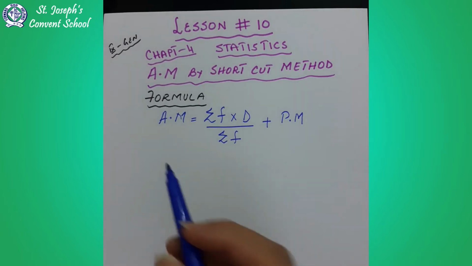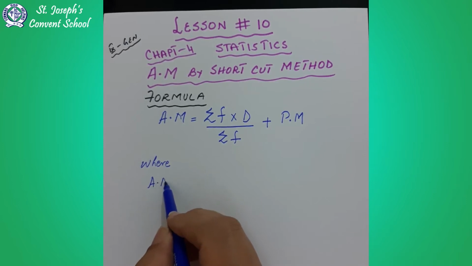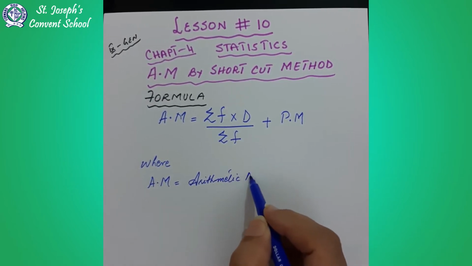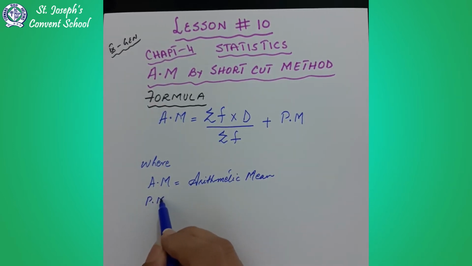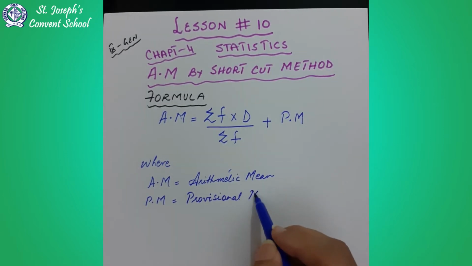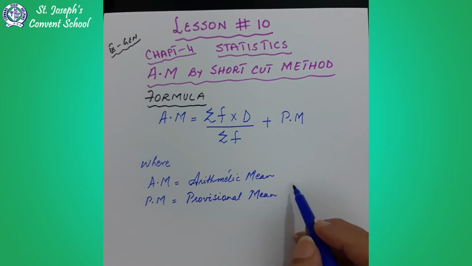Now let me explain what these actually are. You all know that AM stands for arithmetic mean. Then you can see PM is written. PM stands for provisional mean. I'll explain how to find it when we do the example. What is provisional mean actually? Wherever the highest frequency is given in the data, take the midpoint of that value. So it is the midpoint of the highest frequency.